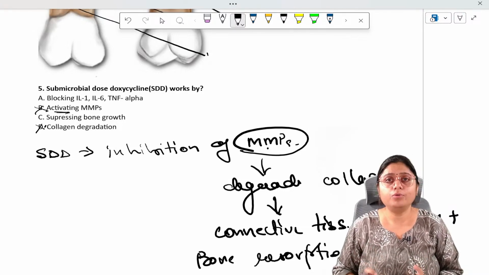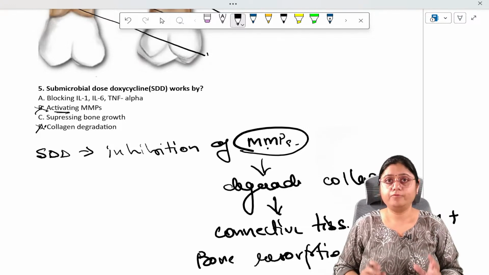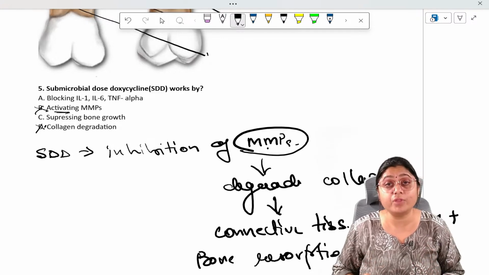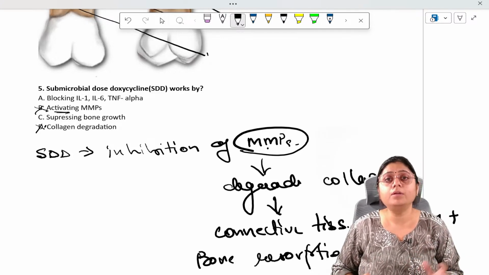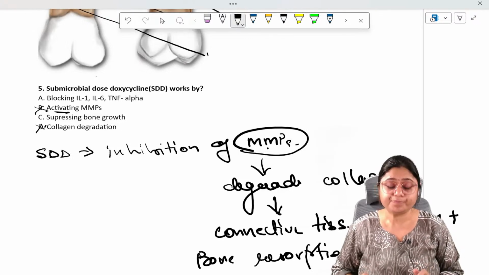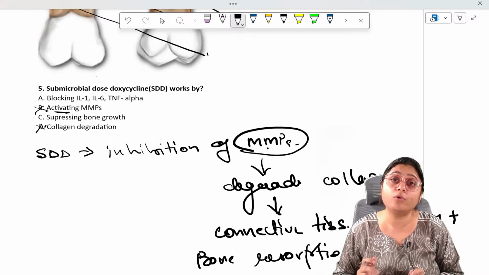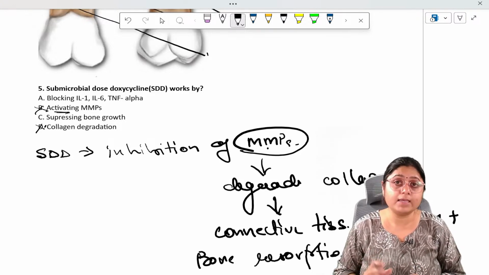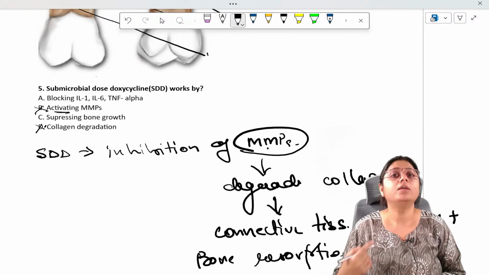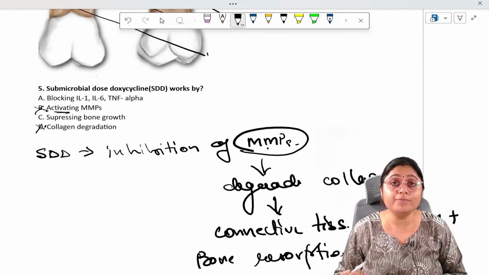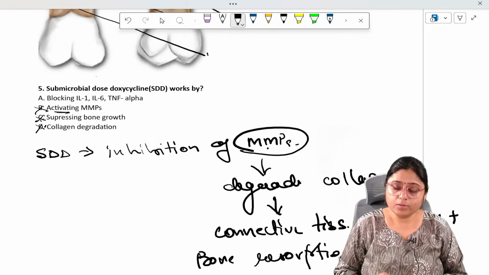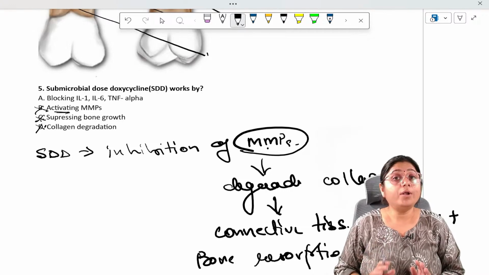Now during bone growth, there are two processes occurring. First, there is osteoid deposition. Osteoid is the organic matrix of the bone, and over that osteoid there will be mineralization, right? That osteoid is made up of collagen, and thus SDD is indirectly helping in collagen formation and in bone formation. Therefore it is not suppressing the bone growth. No.